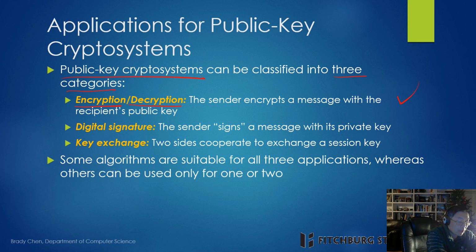That's encryption. Also, we can use the public key crypto system to do something called a digital signature. That means the sender signs the message with its private key, so the sender encrypts the message. You can interpret this as a signature. So I use my private key to encrypt my message and send it out, and then to verify the signature, you just grab my public key, right? Everyone can grab my public key.